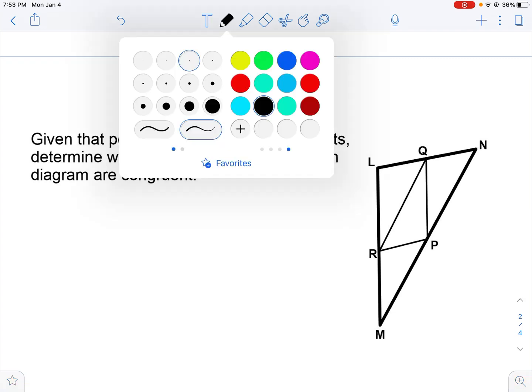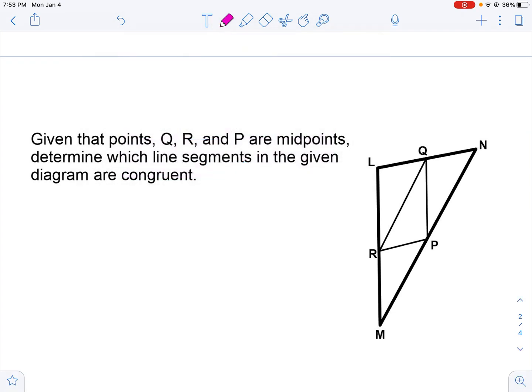Given that points Q, R, and P are midpoints, determine which line segments in the given diagram are congruent. First of all, I know that Q is a midpoint, so that means LQ is congruent to QN.